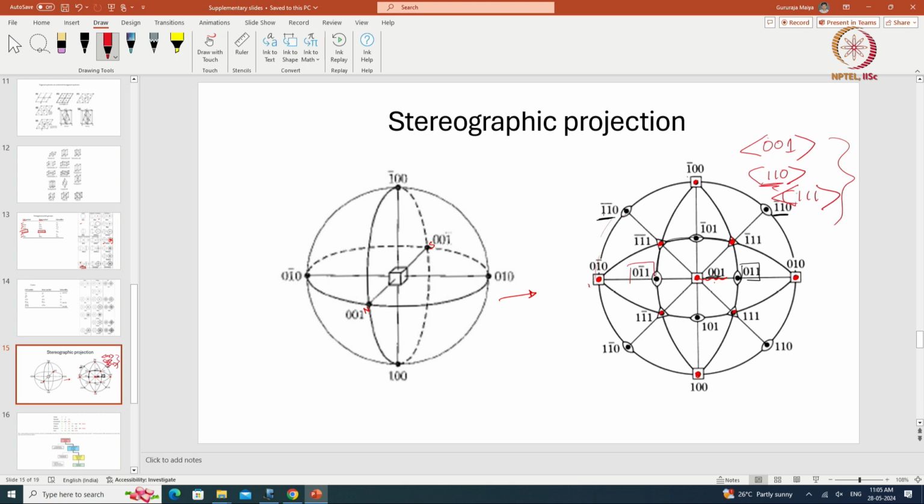Whereas the other ones, 0 1 bar 1, 1 bar 0 1 and so on, which are not perpendicular to 0 0 1, are at an angle. This defines the angle between 0 0 1 and 1 bar 0 1, that is not 90 degrees. So, that falls at 45 degrees in fact, in between 1 bar 0 0 and 0 0 1, right.